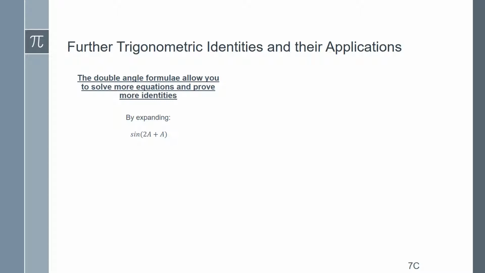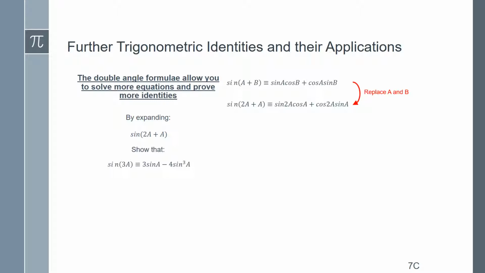By expanding sine of 2a plus a, show that sine 3a is 3 sine a minus 4 sine cubed a. Addition rule. Replace a and b with 2a and a, so it's sine 2a cos a plus cos 2a sine a. Replace sine 2a and cos 2a with the double angle formulas: 2 sine a cos a, and 1 minus 2 sine squared a, times sine a. Multiply out the brackets.